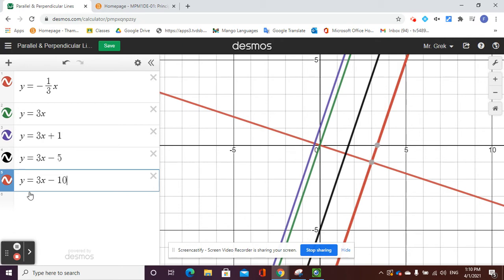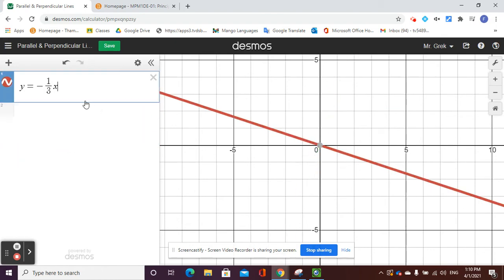So perpendicular and parallel, the key thing that we're looking at is the slope. If the slope is the same, it's parallel. If it's a negative reciprocal, then it's perpendicular. And we can do similar math questions.